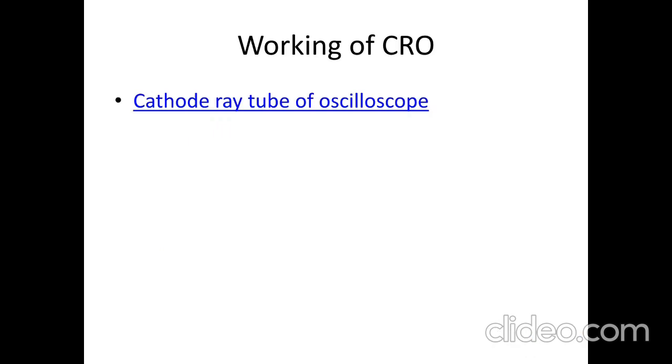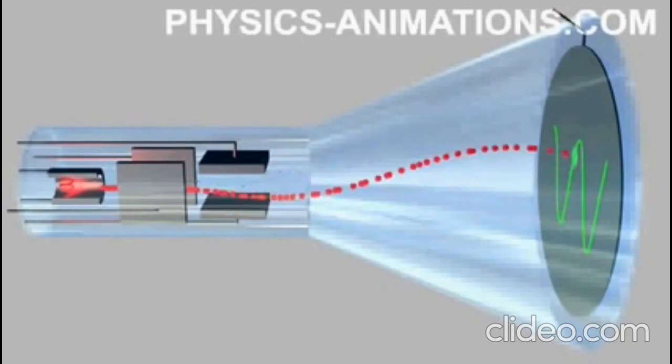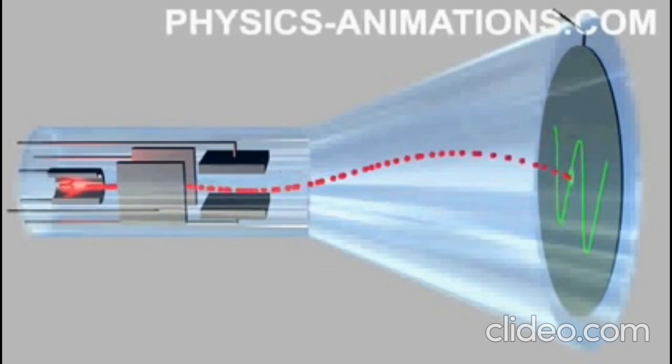Next is the working of your CRO. In my CRO, it will be working in this manner, where my beam is going to be this fast. This fast my electrons will go, and it will show your output. Can you see how fast it is moving and giving an output here?